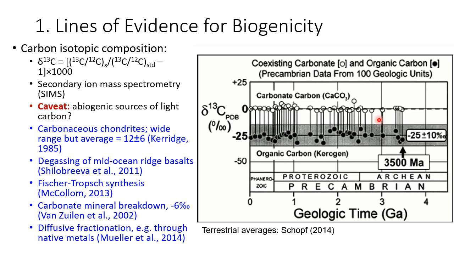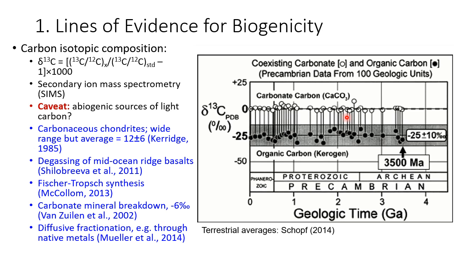Now, there are various terrestrial sources of light abiotic carbon, such as degassing of magmas at mid-ocean ridges. We cannot rule out some level of abiotic, say, Fischer-Tropsch synthesis in the deep Earth, as the source of some light abiotic carbon. Carbonate mineral breakdown has been suggested as a source of a light graphite. A study by Van Zuilen and others showed that the decomposition of siderite, which is an iron carbonate mineral, to graphite could lead to a -6 per mil shift. So this is a relatively small shift compared to the average for carbonates.